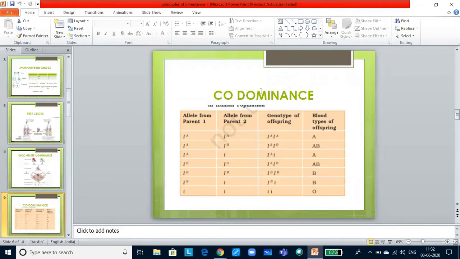Here what is happening? Very clearly, A and B are codominant. Both are trying to express their character, and both express; they are not masking the effect of each other, but both are getting expressed, and this is known as codominance.